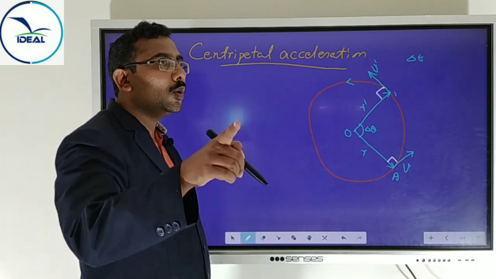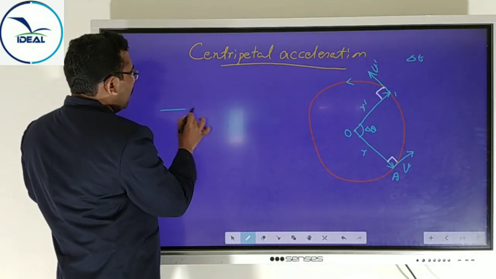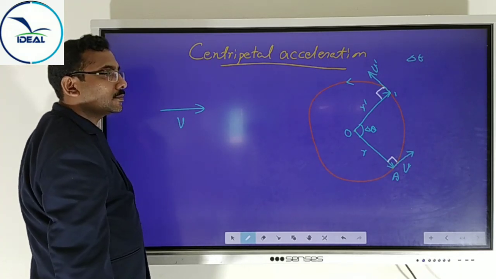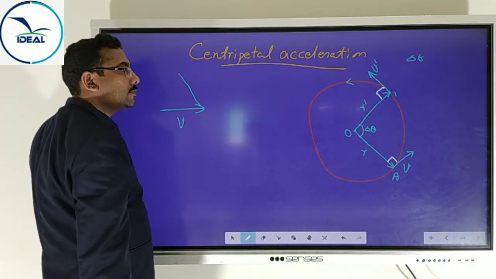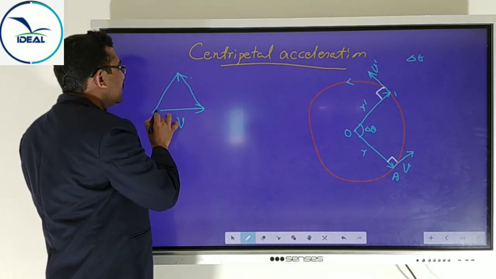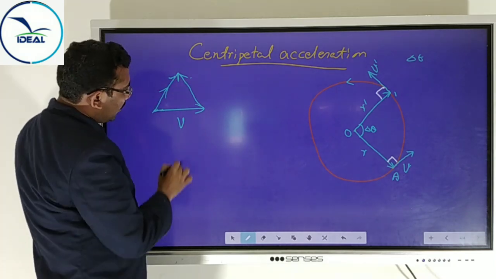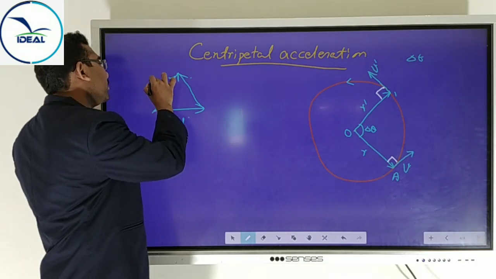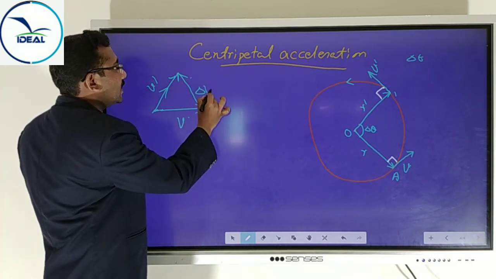Now you know triangle law. What is triangle law? Suppose one vector is v, there is another vector, we add the another vector and we get the final vector in opposite direction. Suppose this is v, initial velocity, this is v dash, final velocity. Then what is this? This is the change in velocity.